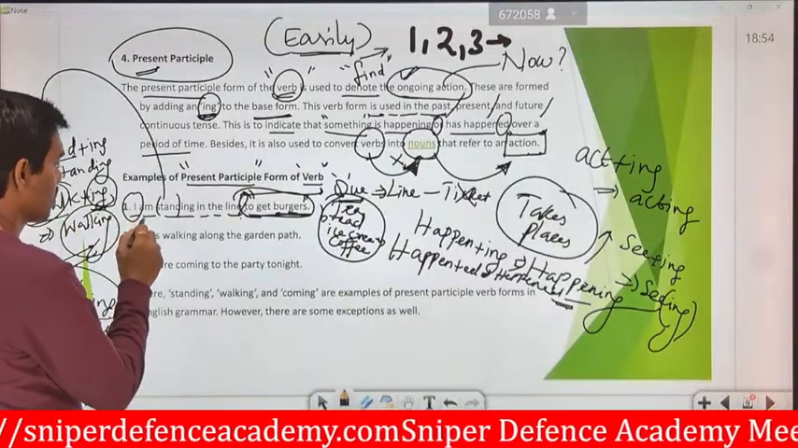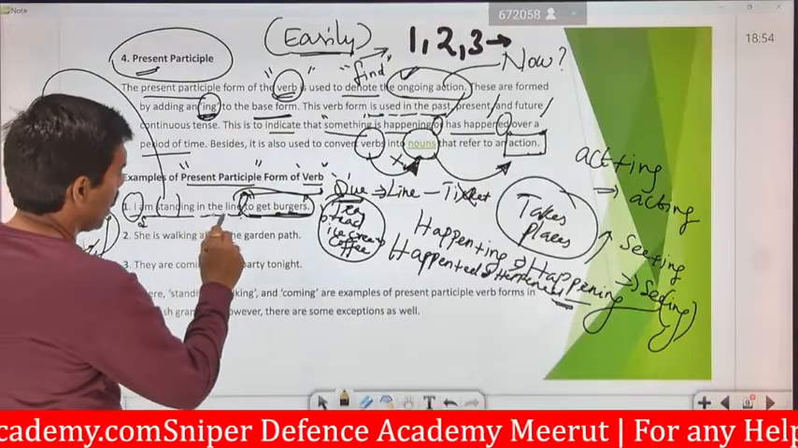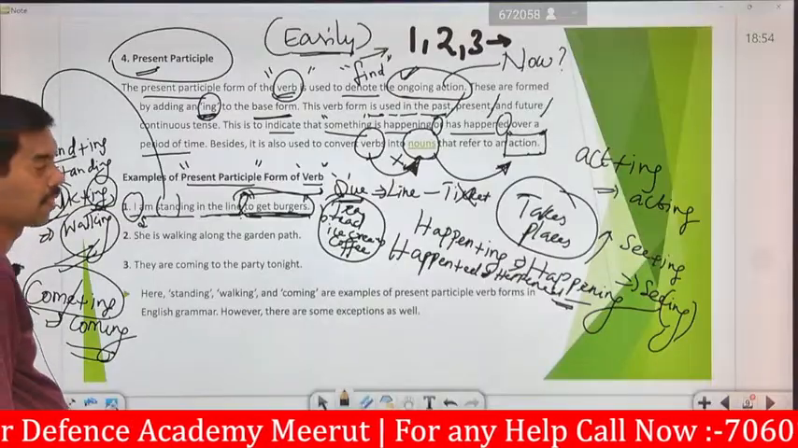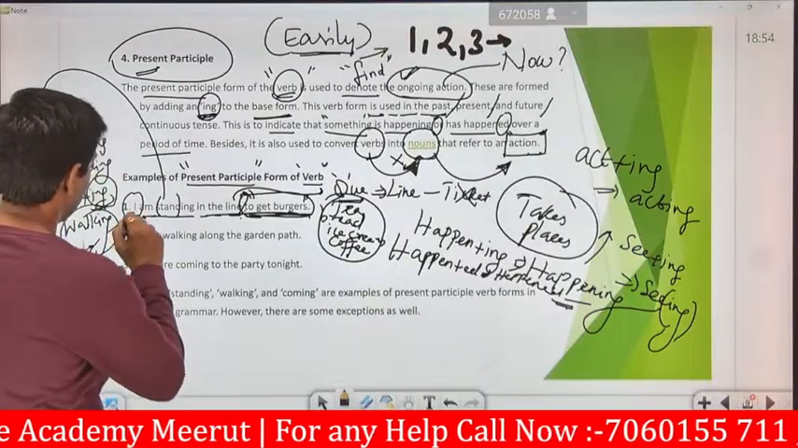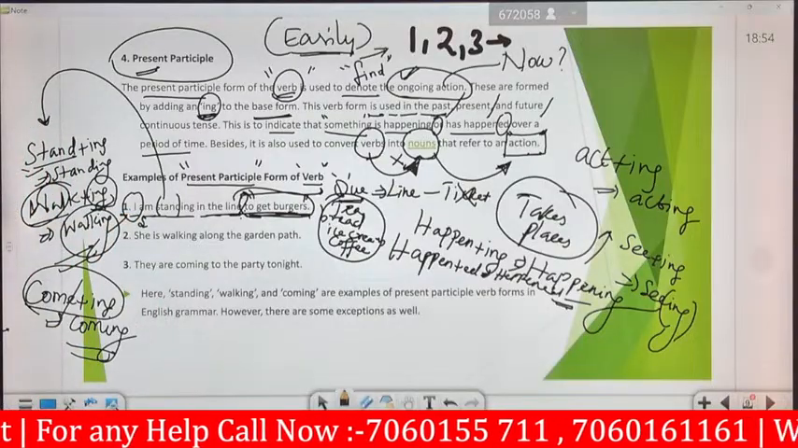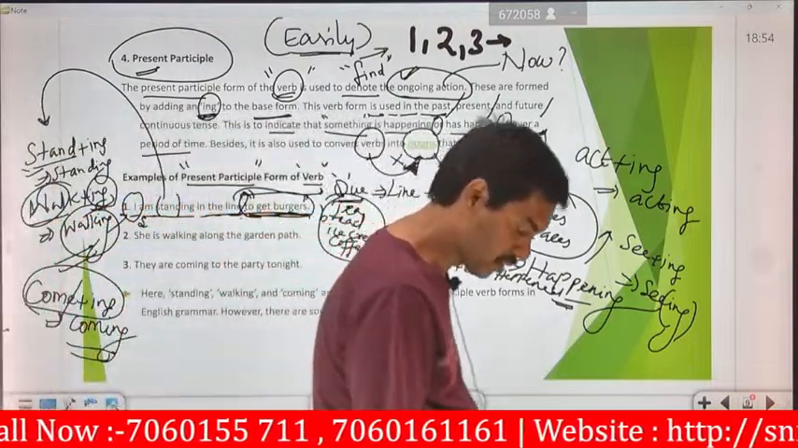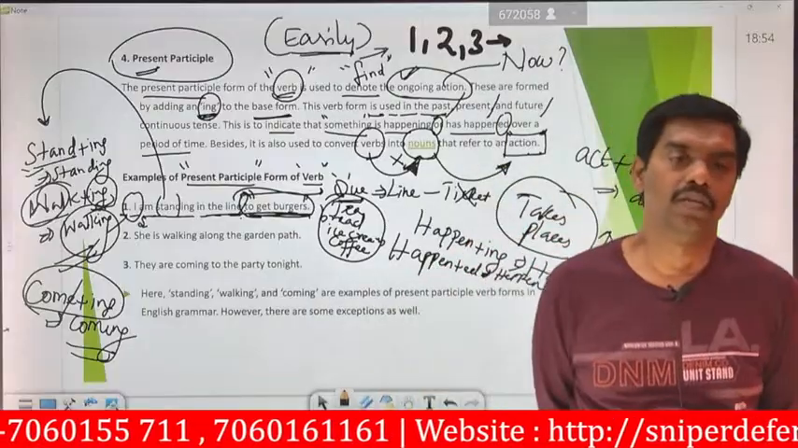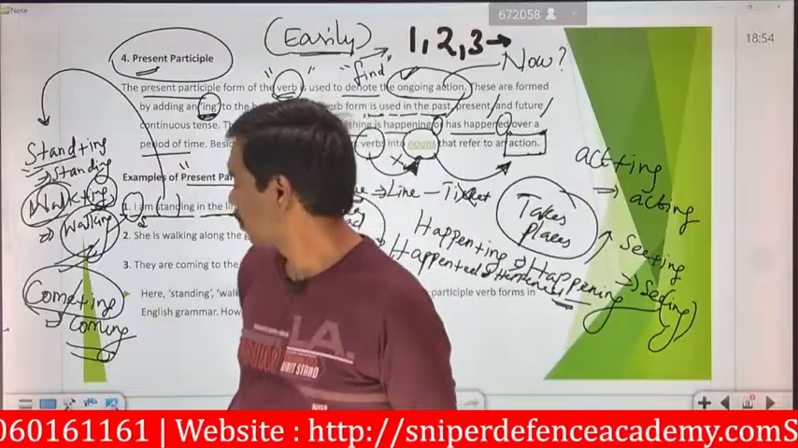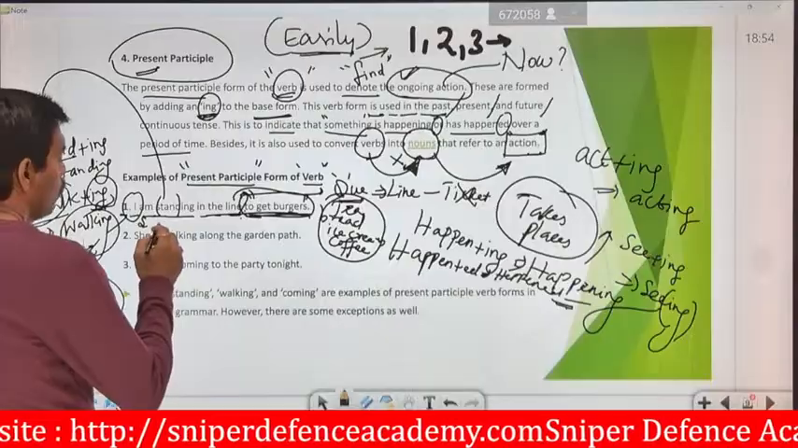I is a subject, this is the verb. In the line to get burger shows an object, which will be some action. Okay, this is the first one. Second one, she's walking along the garden path. What is it? She is walking along the garden path.